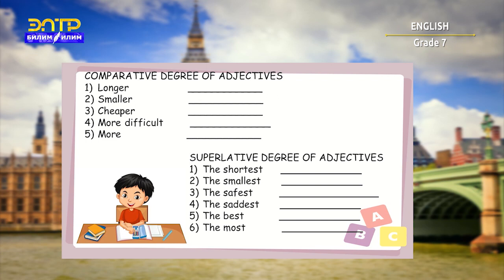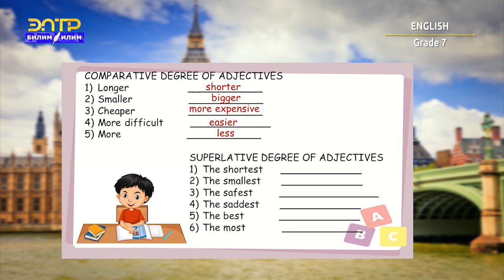Have you finished? Let's check your answers then. So the first one, the opposite of longer is shorter. The opposite of smaller is bigger. The opposite of cheaper, more expensive. The opposite of more difficult is easier. And the opposite of more is less.